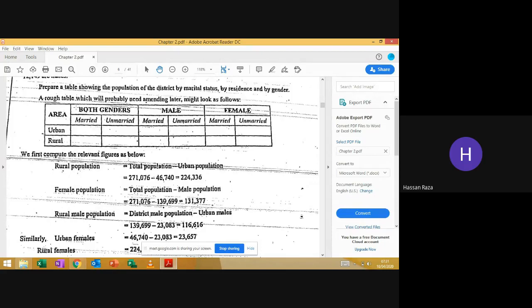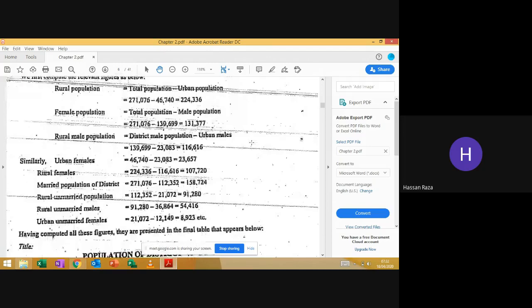Okay, then the next one, area. Here we will add the title. Then these are the column captions. These are the row captions. Column captions are in uppercase, but the remaining subcolumn or row captions are in capitalized each word case. So here we can add married, unmarried, total, both genders for urban and rural, then male, married, unmarried for both urban and rural. And the next one is for female, married, unmarried, both for urban and rural areas. So here is the total information.